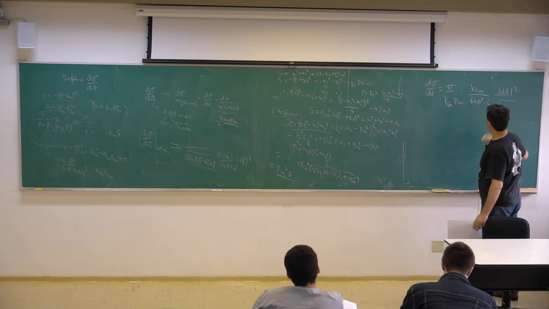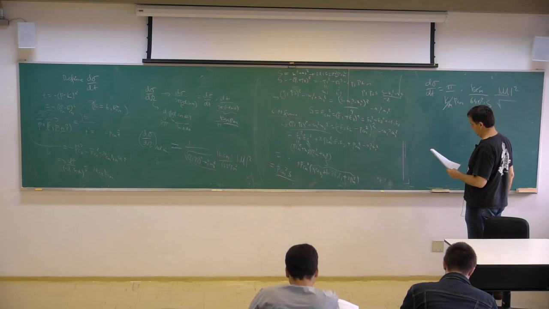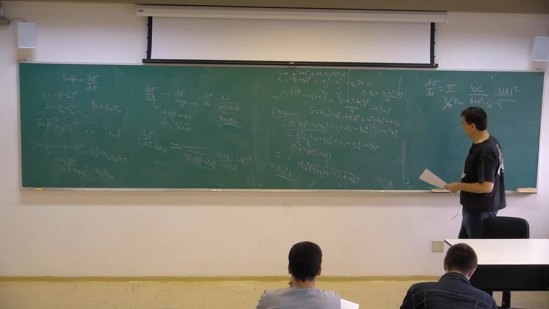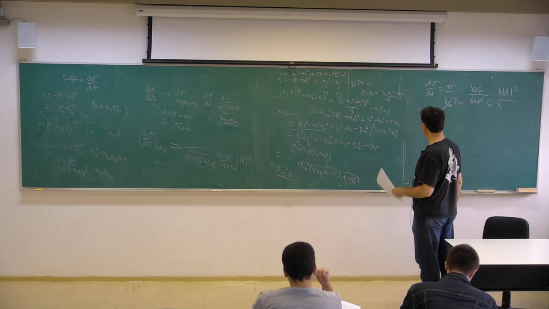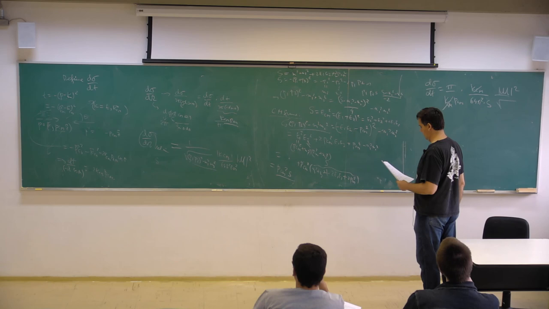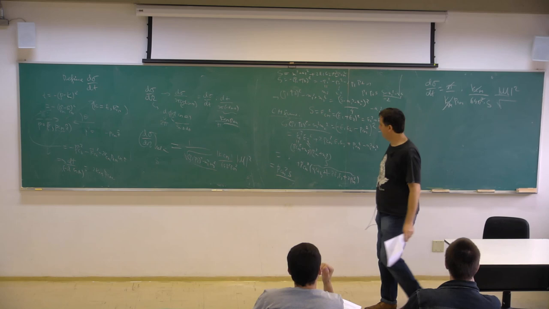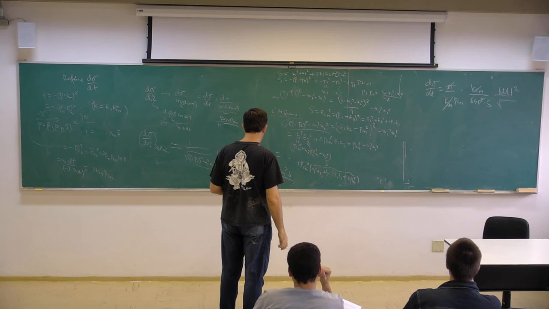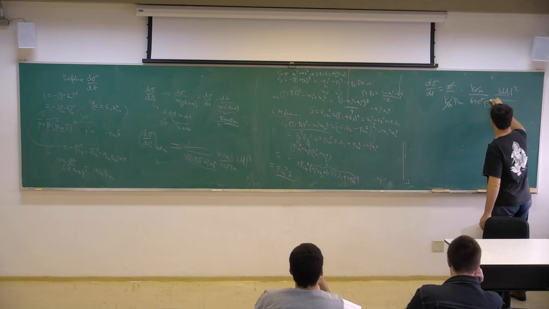E center of mass cancels, and for some reason, there's no square here. Sorry. So here I have square root s. E center of mass is square root s. Okay.